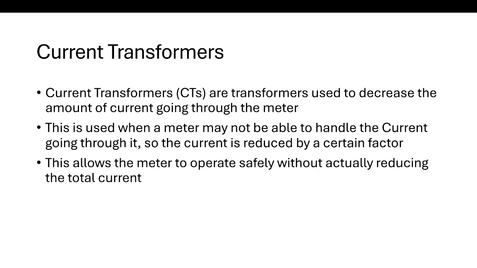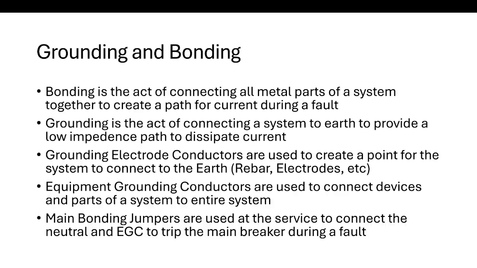So for example, it can reduce 400 amps down to 200 amps, and then for each amp you would multiply by 2. So if you're reading 200 amps on a CT with a factor of 2, then it would actually be 400 amps. That's my understanding of how it would be described.